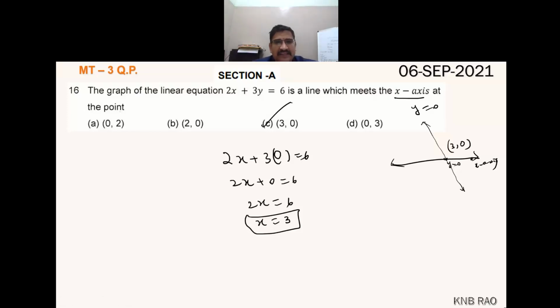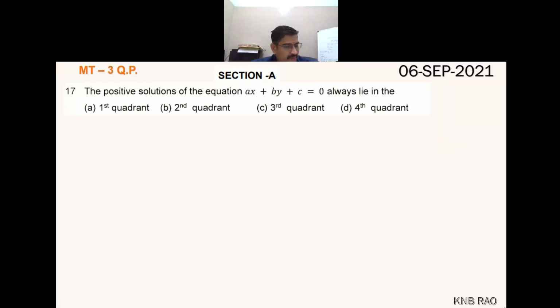Question number 17. The positive solutions of the equation ax plus by plus c equals to 0 always lie in the, so positive solutions, so first quadrant. Okay, they lie in the first quadrant. Moving on to the question number 18.